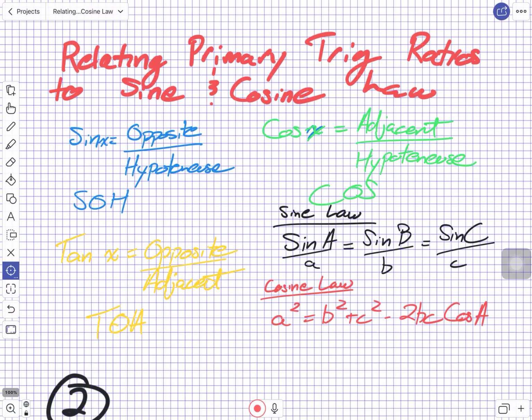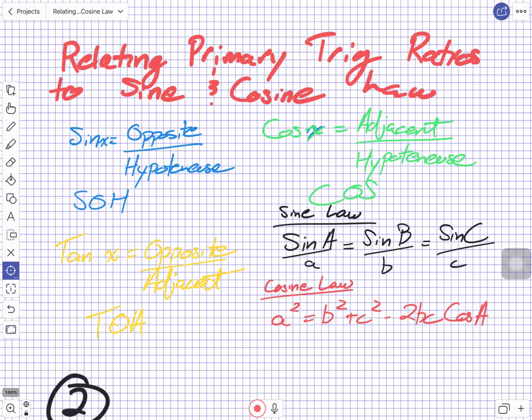Okay, so we're going to relate what they call primary trig ratios to sine and cosine law. I've defined a lot of the major trig formulas you're probably going to use in a unit that deals with triangles or solving pieces of triangles. There's sine law and cosine law, which you can think of as the basis. You can solve absolutely any triangle with these.